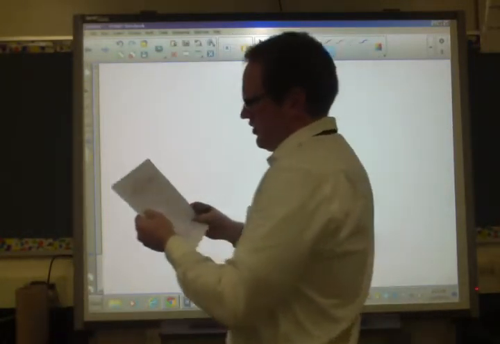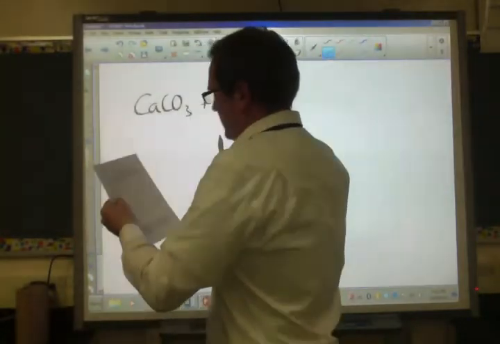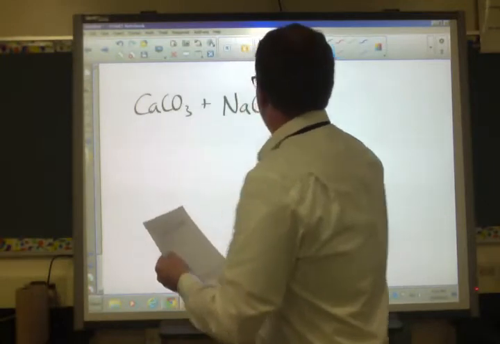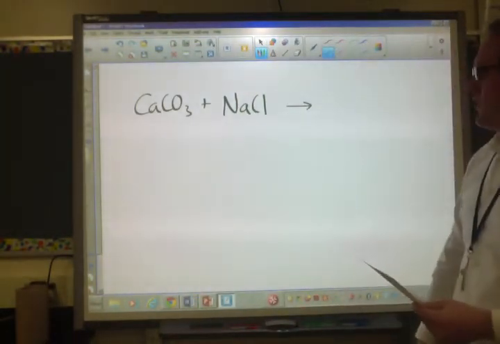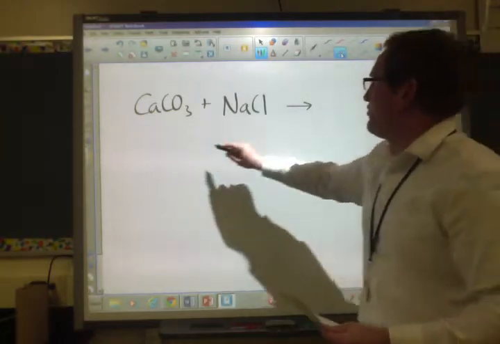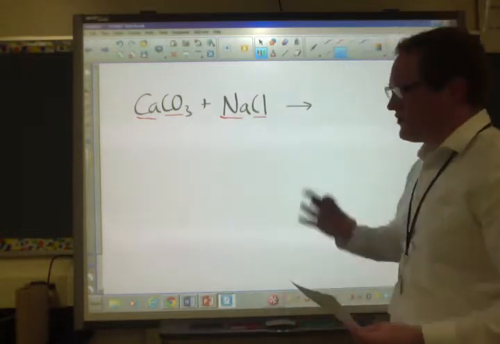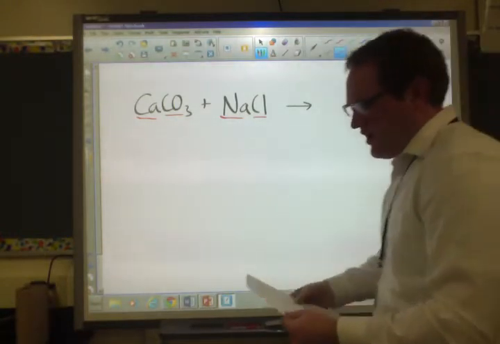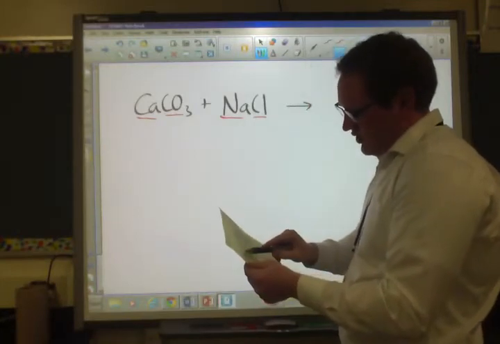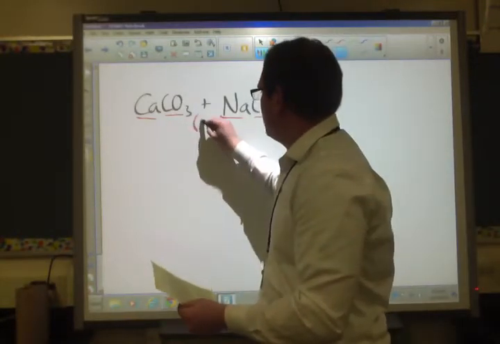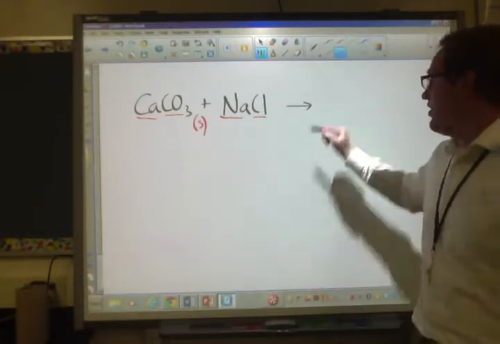Number 2, CaCO3 plus NaCl. Sounds familiar because this is what we formed in class. So for this, it's going to be a double replacement reaction because I have calcium carbonate plus sodium chloride, so 4 species. I'm going to check my chart. Calcium carbonate, solid. It is not aqueous, so we can just stop right here.